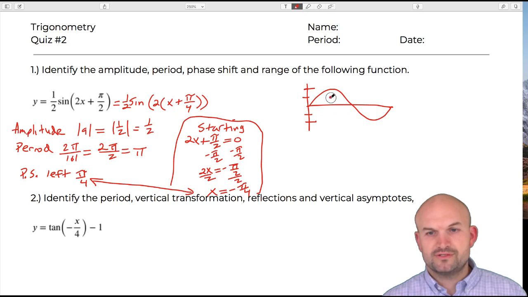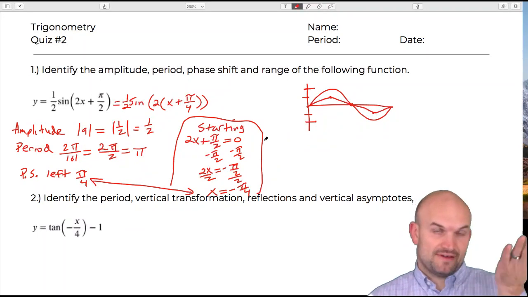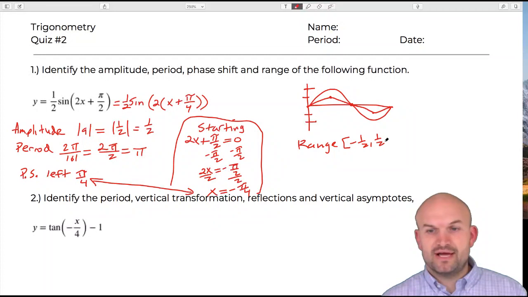I'll just put some points. It'll be a little bit easier for me to follow from there. There you go. So now you can see that the graph only goes as low as -1/2 and as high as +1/2. So the range was -1/2 to +1/2.